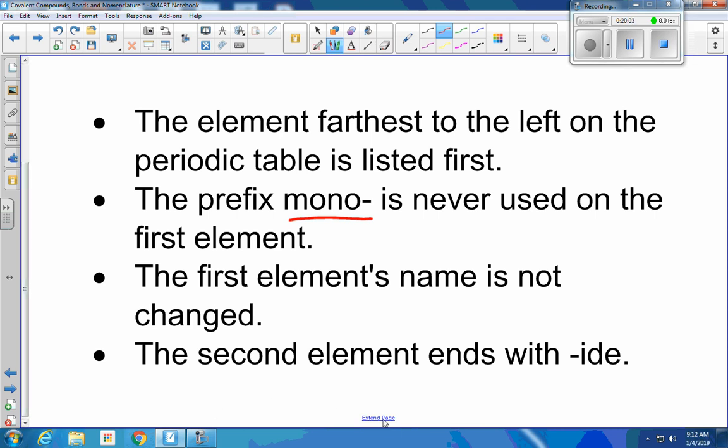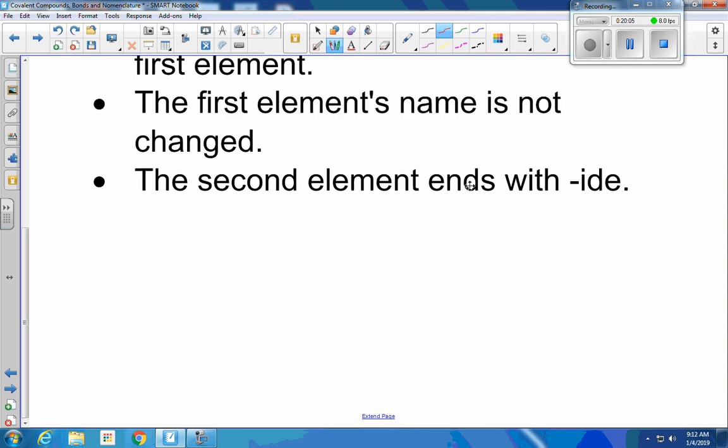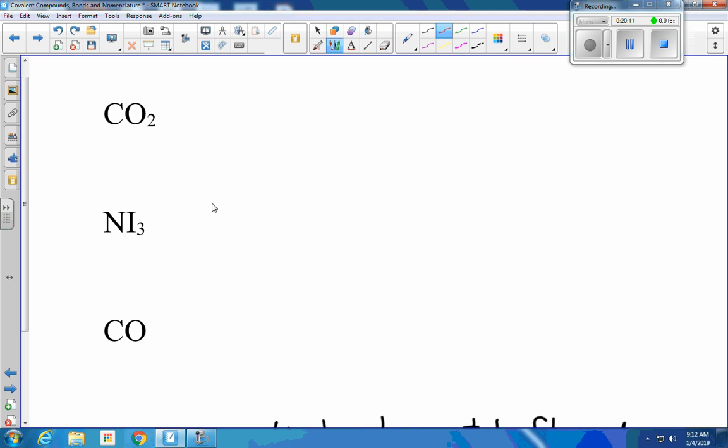The second element, like we did with the other naming system, still ends in IDE. You have to change the second element to an IDE. Okay? Please let me finish up here.